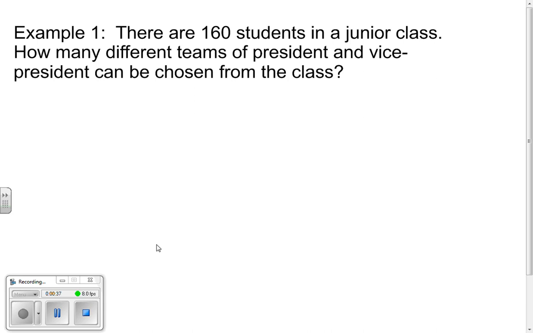So if you take a look at example 1, there are 160 students in a junior class. How many different teams of president and vice president can be chosen from the class? The fundamental counting principle says you can put a line for each position to be filled and then put how many options you have. So we'll have a position for president and we'll have a position for vice president.